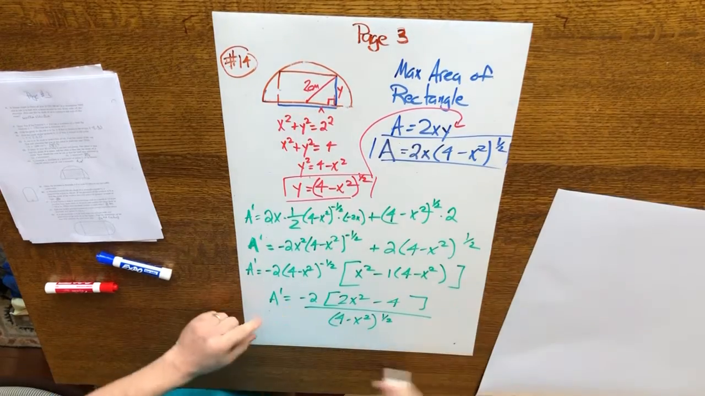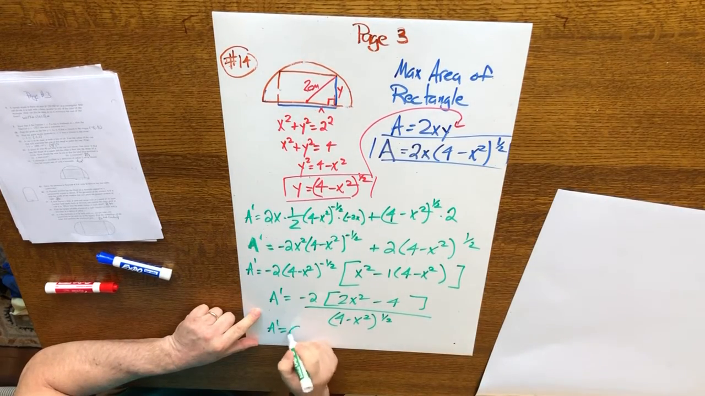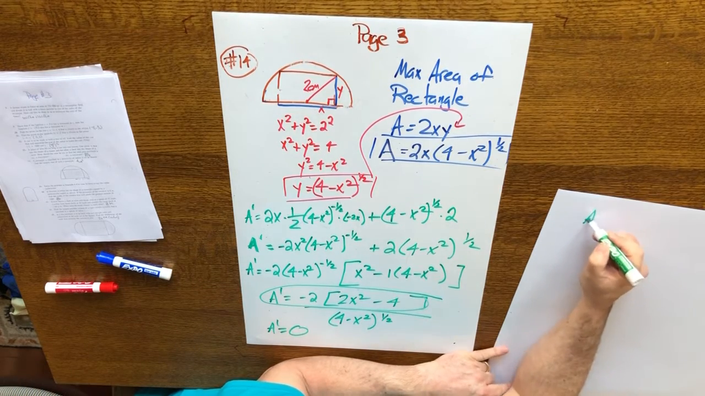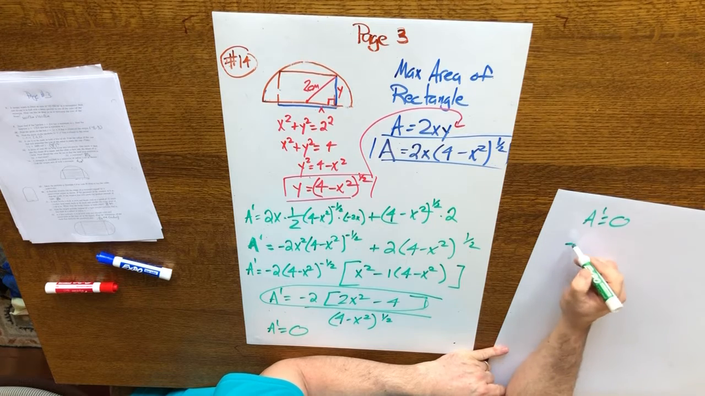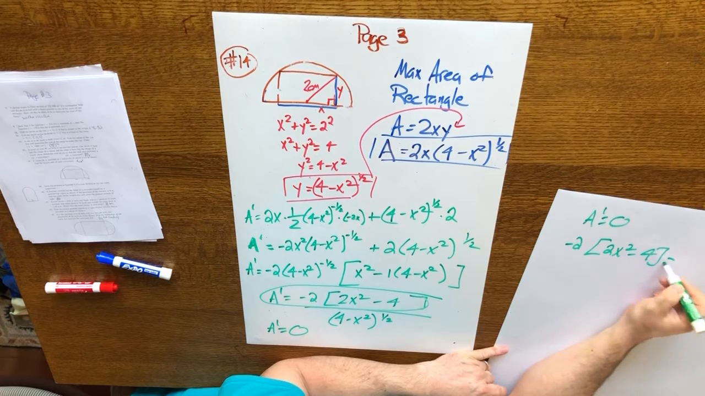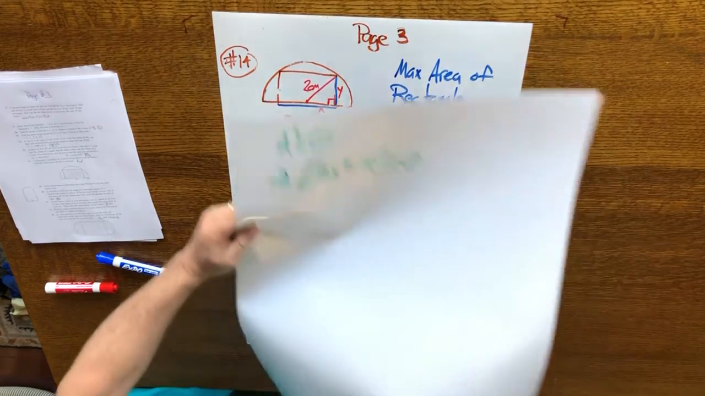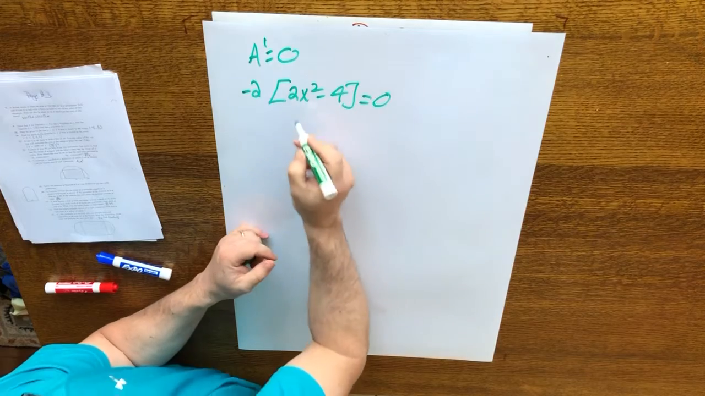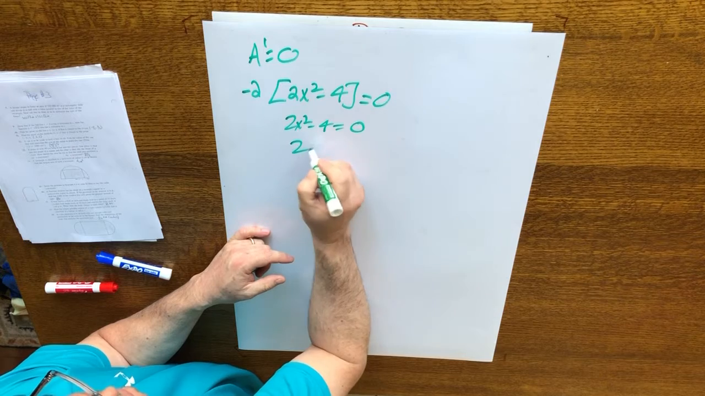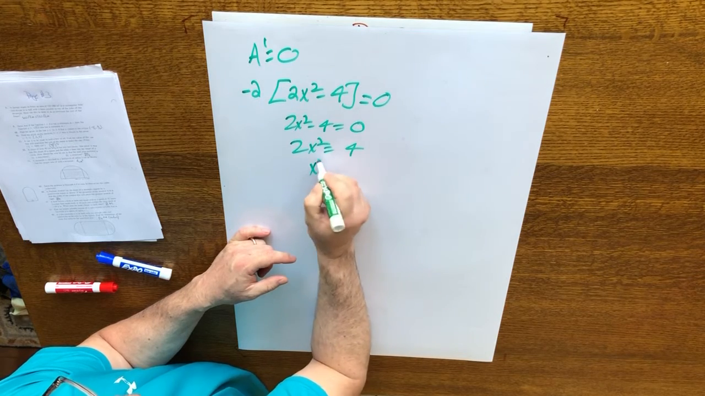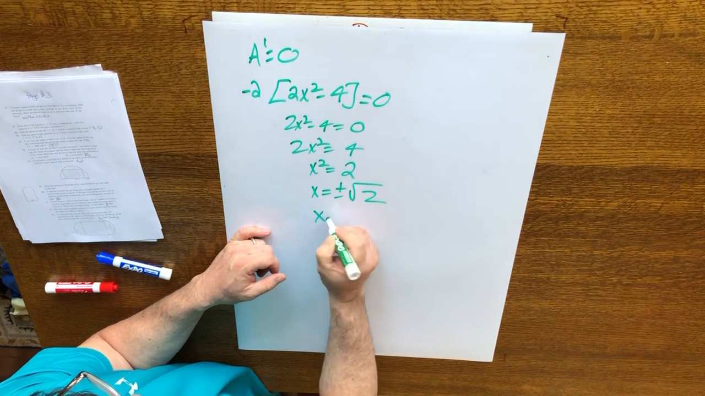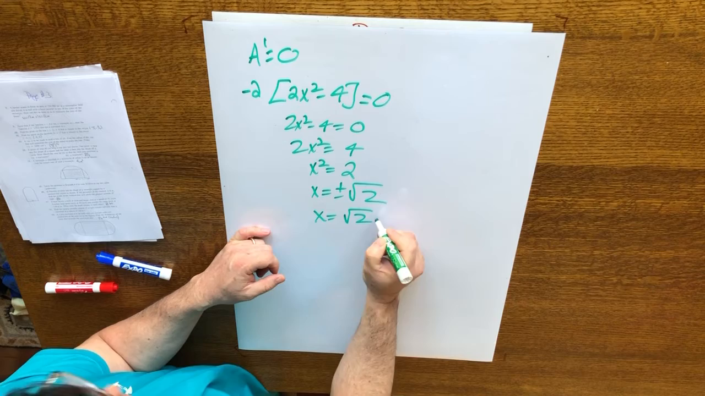So I want to take the derivative and set it equal to 0. That means I'm just looking at the numerator. When does A prime equal 0? When negative 2 times 2x squared minus 4 equals 0. So when does that numerator equal 0? When 2x squared minus 4 equals 0. When 2x squared equals 4. When x squared equals 2. When x equals plus or minus the square root of 2. So x equals root 2 centimeters.